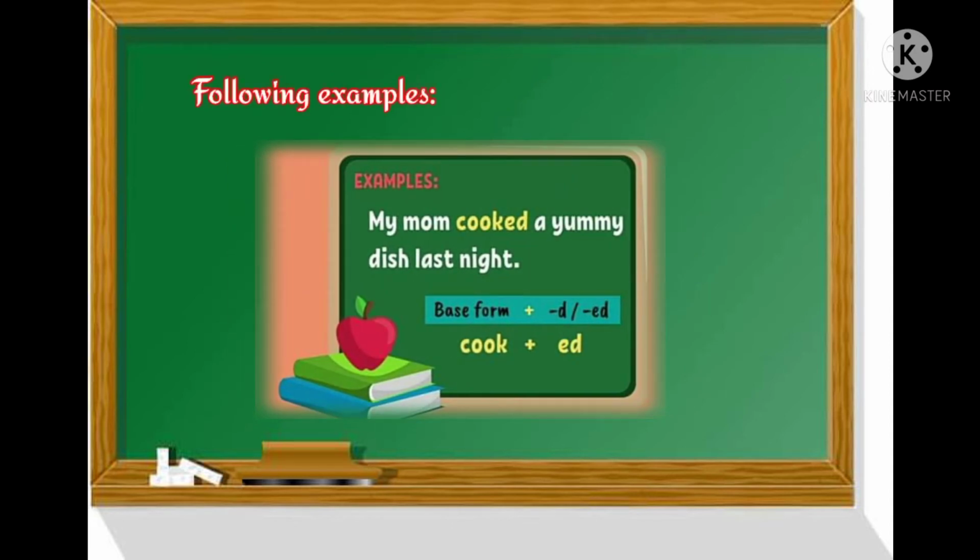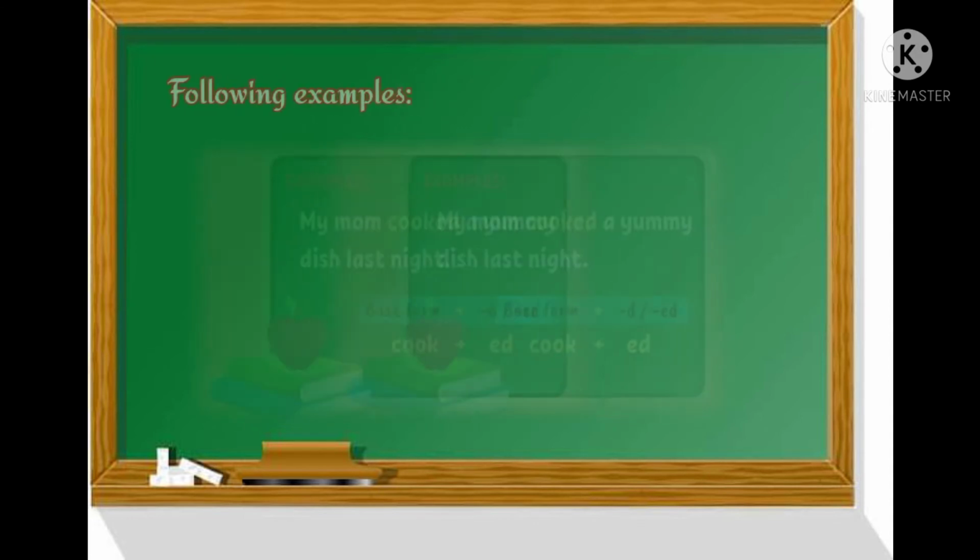In this sentence, my mom cooked a yummy dish last night. The verb in this sentence is cook. Again, we add ed to the base form to form the past tense of the verb.